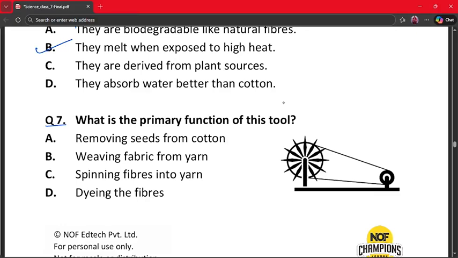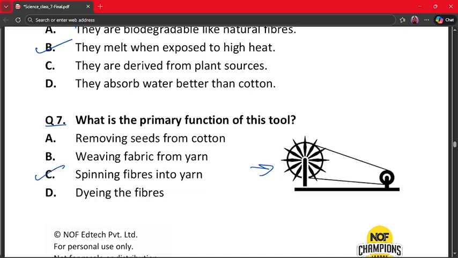What is the primary function of this tool? So this is the tool. A says removing seeds from cotton. B says weaving fabric from yarn. C spinning fibers into yarn. And D dyeing the fibers. The correct answer is option C.